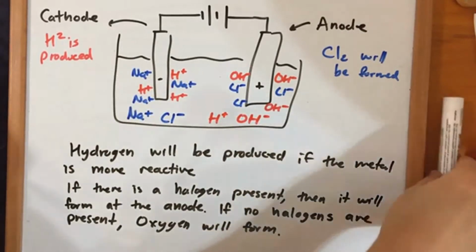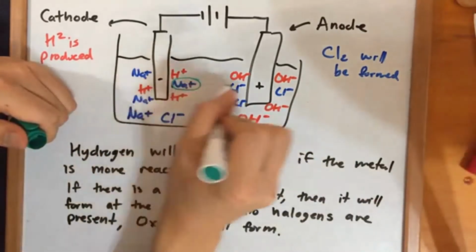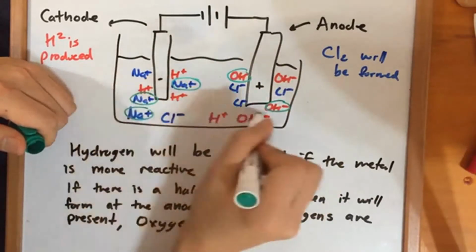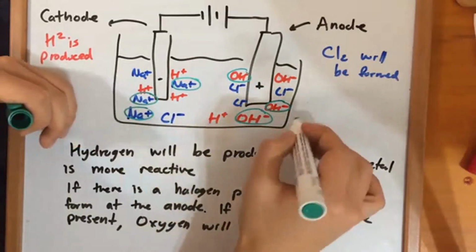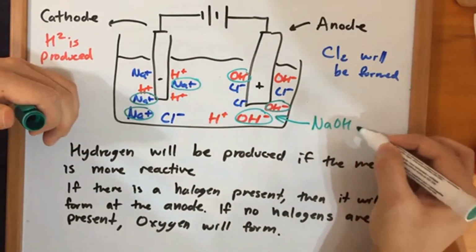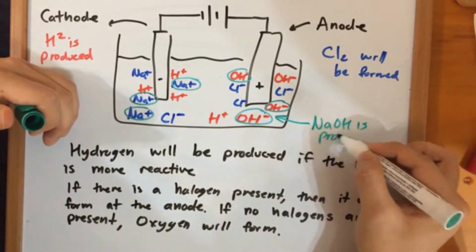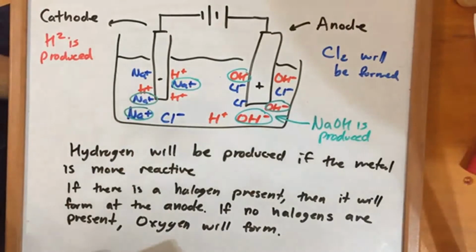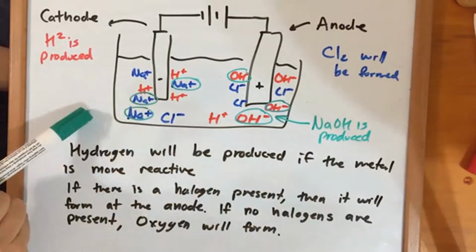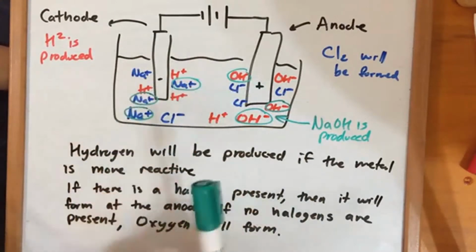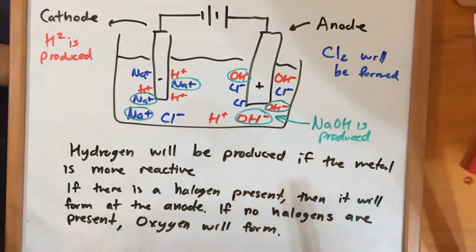Okay. So the last thing is that everything that's left behind, okay, will combine to create the third product. So in this case, NaOH is produced. Okay. And this will happen more often than not because in a situation like this ionic solution, you will generally have 2 types of ions at each electrode. And then whatever's not used up will combine to create a third product.